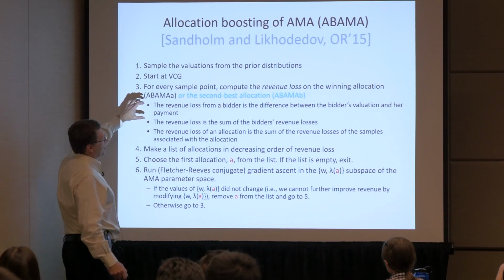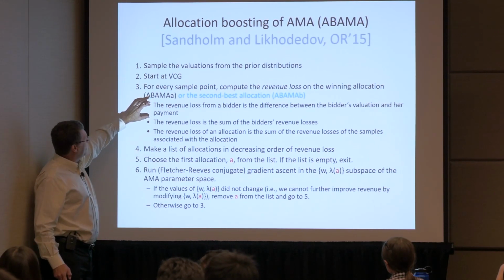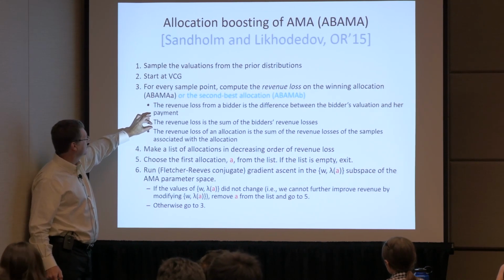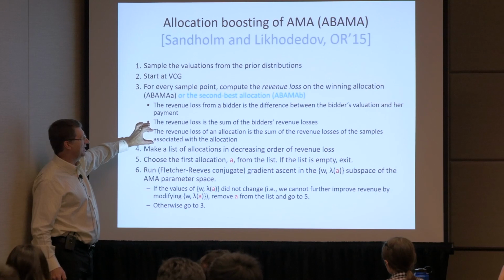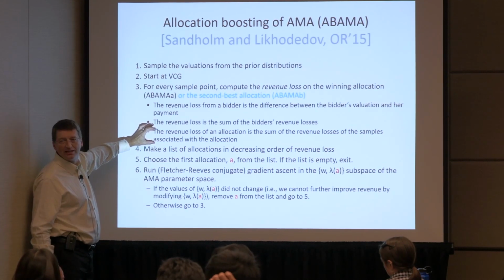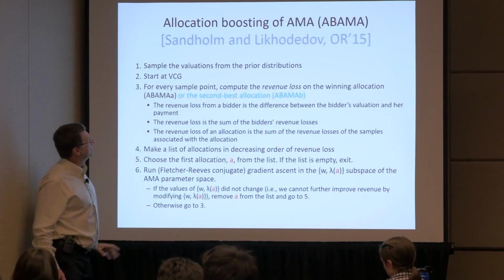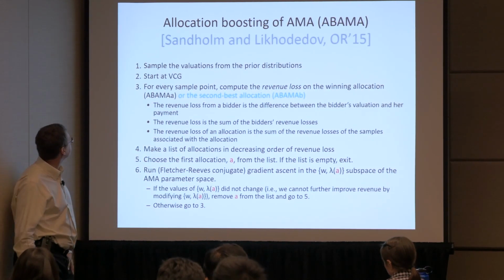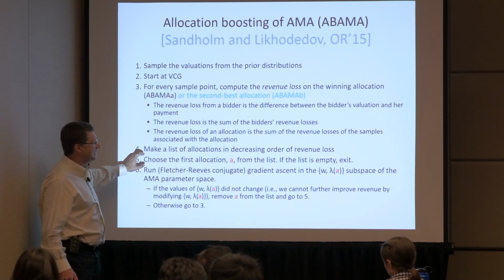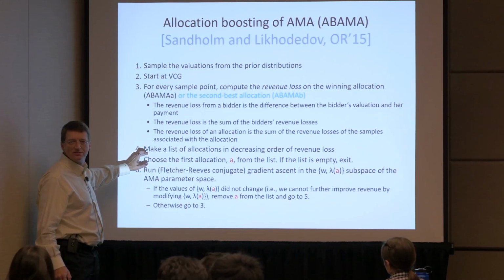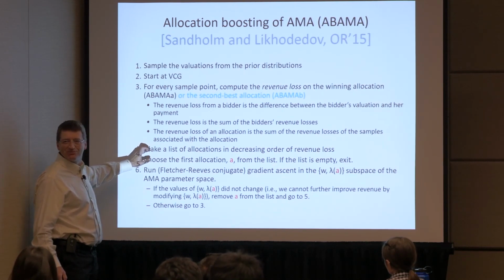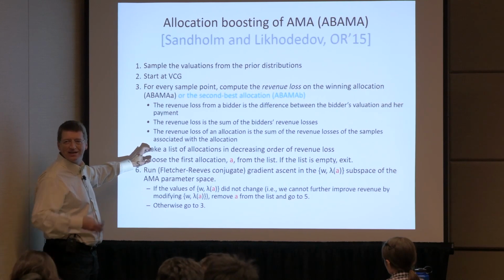The revenue loss from a bidder is the difference between the bidder's valuation and her payment. The revenue loss is the sum of the bidder's revenue losses. And the revenue loss of the allocation is the sum of the revenue losses of the samples associated with the allocation. So now I've computed the revenue loss for a sample point, or for all of the sample points. I'm going to make a list of allocations in decreasing order of the revenue loss. So I have the worst smelling allocation first, the one that has the biggest revenue loss, and so forth.